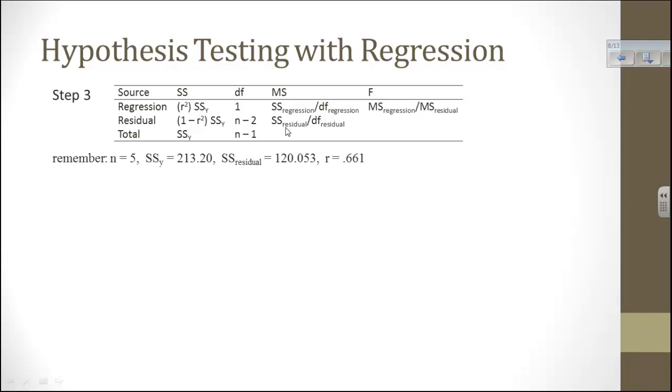Okay, let's go ahead and do our calculations. So starting with sum of squares total, that's equal to the sum of squares y, and that's something that you will have already found when you did your regression equation, and actually when you did your correlation.